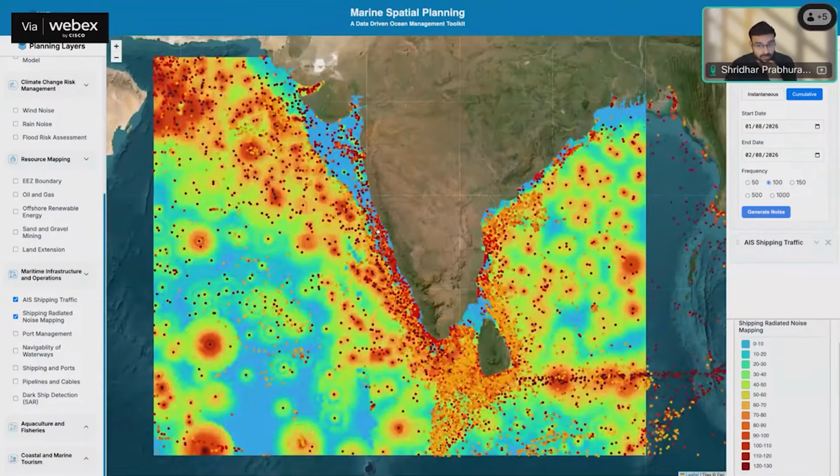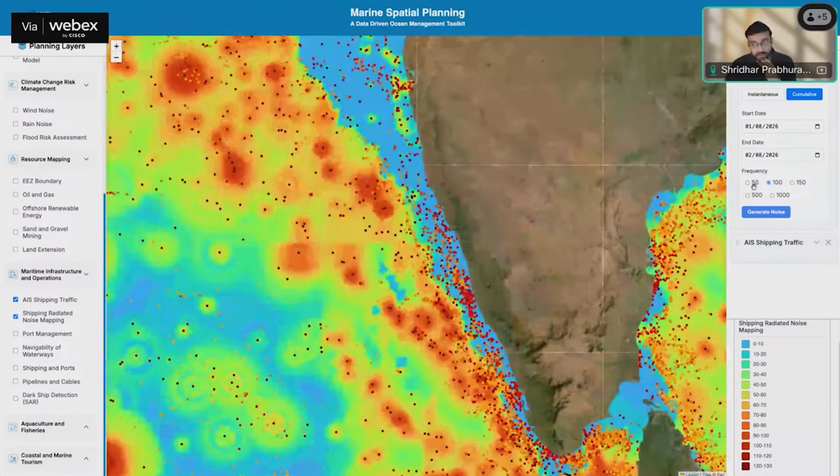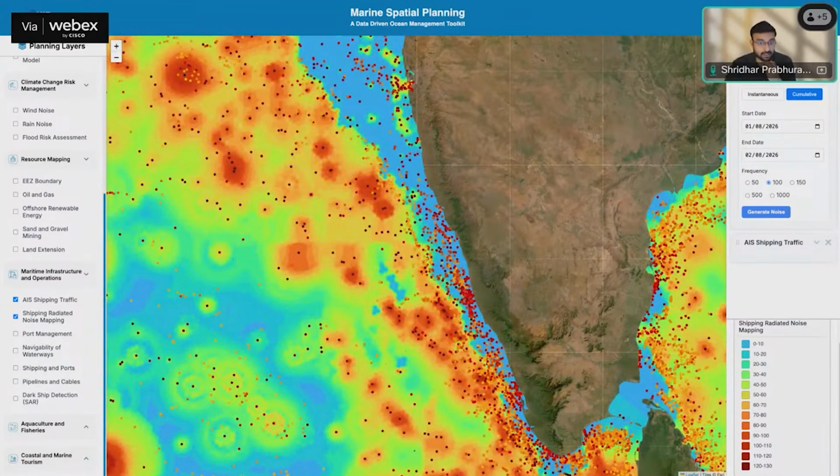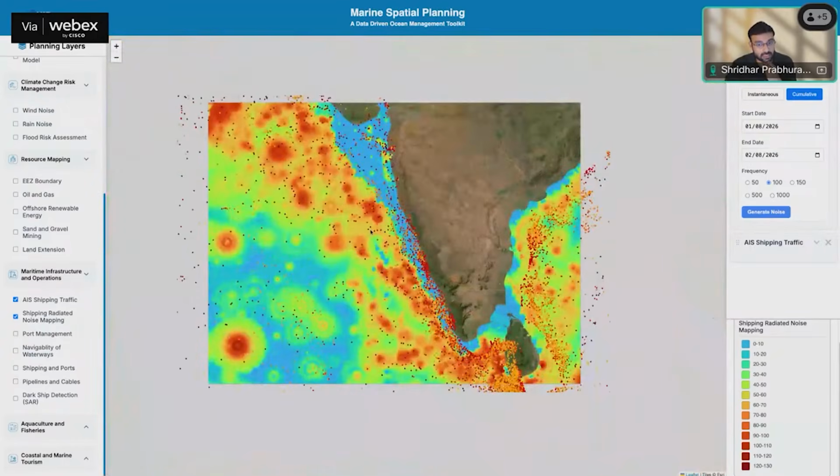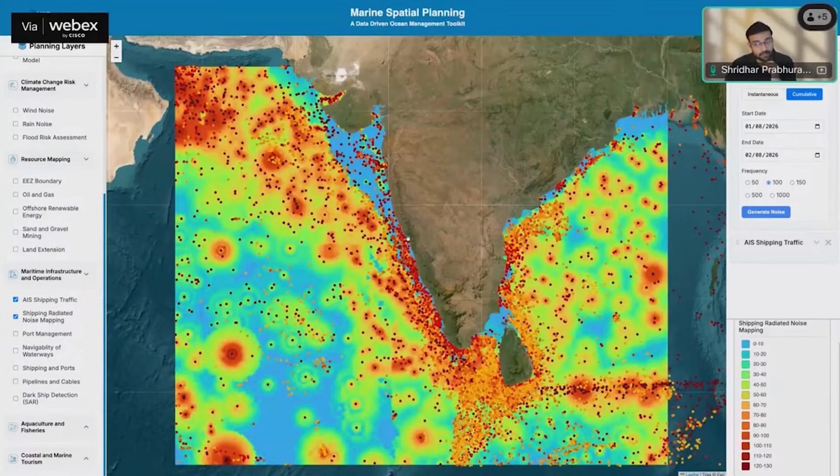Now, of course, as a user, you can zoom in and zoom out. The instantaneous one also allows you to select a particular region and calculate the noise level for only that particular region, and for the depth that we want. So it is three-dimensional. It flows across multiple depths from 0 to 5,000 meters. Roughly 5,000 meters is the highest depth that we have in the Indian Ocean region.